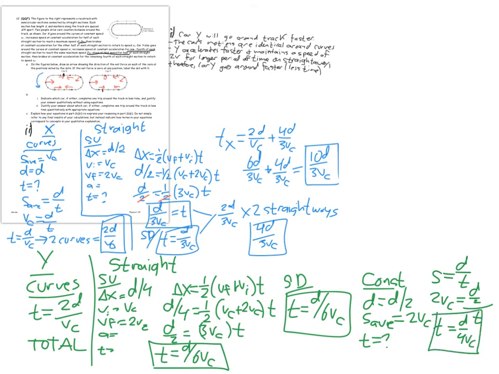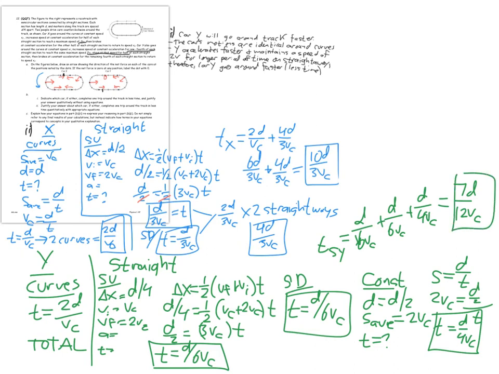So combining all of these times, the time for one straightaway for car Y is going to be D over 6VC plus D over 6VC plus D over 4VC, and making all of these over 12VC, we get 7D over 12VC. So just finding that common denominator here. So that's the time for one straightaway. We're going to multiply that by 2 to get the total time for both straightaways, so 14D over 12VC.